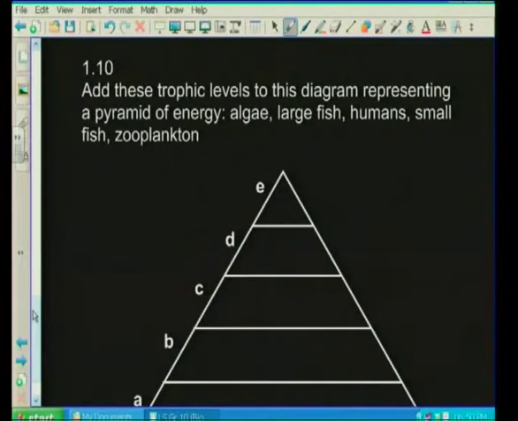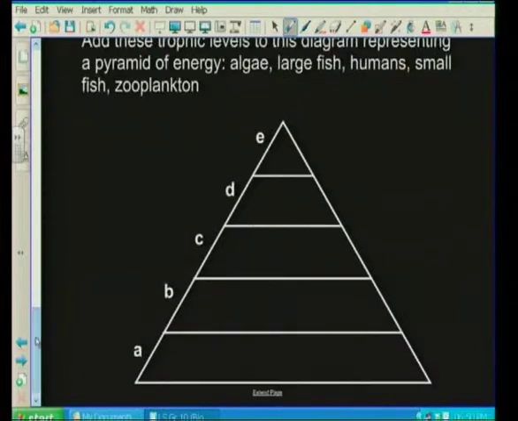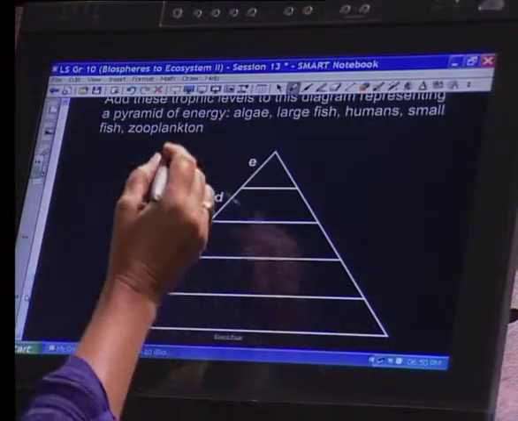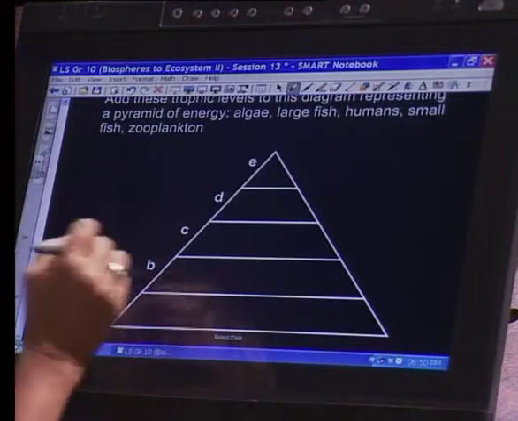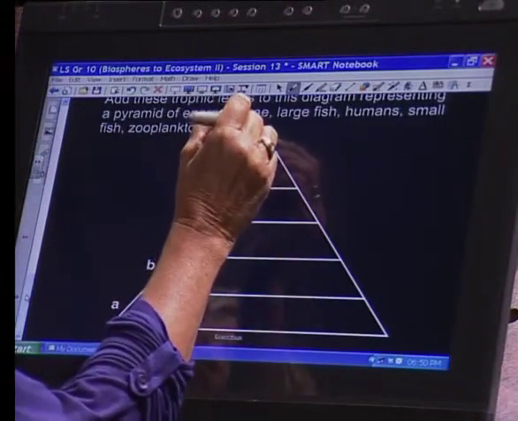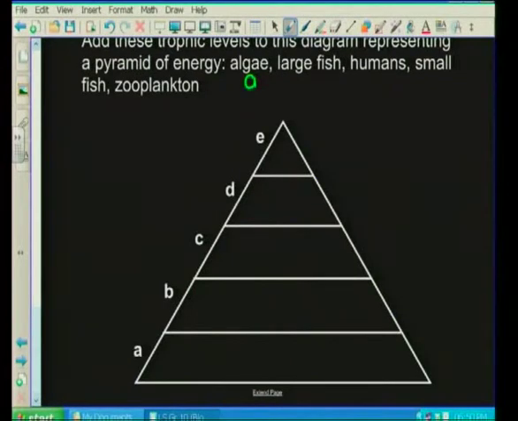All right, so 1.10. It says now, add these trophic levels to this diagram representing a pyramid of energy. Now remember, pyramid of energy. Now you can see this tapering pointed end means that the energy is getting less. Right. Now, even before we write it in here, we know that algae is our green plant. So algae will be first. So I'm just going to write A there. Okay, so we can put algae.